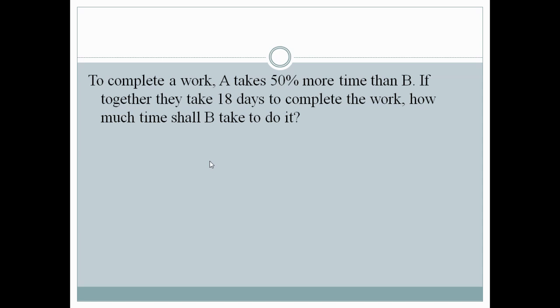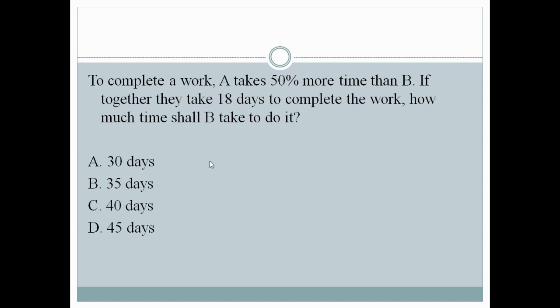To complete a work, A takes 50% more time than B. If together they take 18 days to complete the work, how much time shall B take to do it alone? The options are 30 days, 35 days, 40 days, and 45 days.